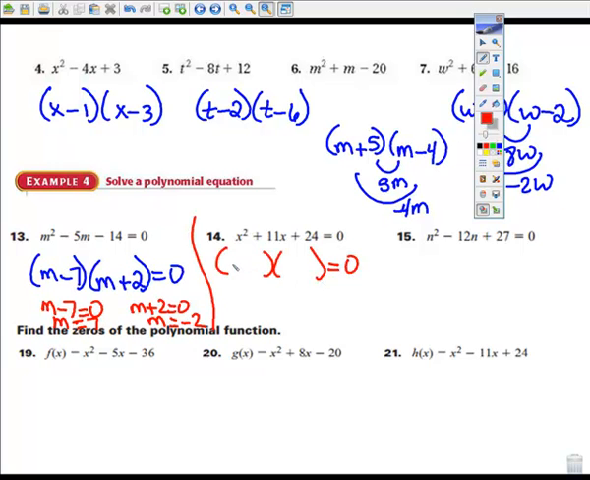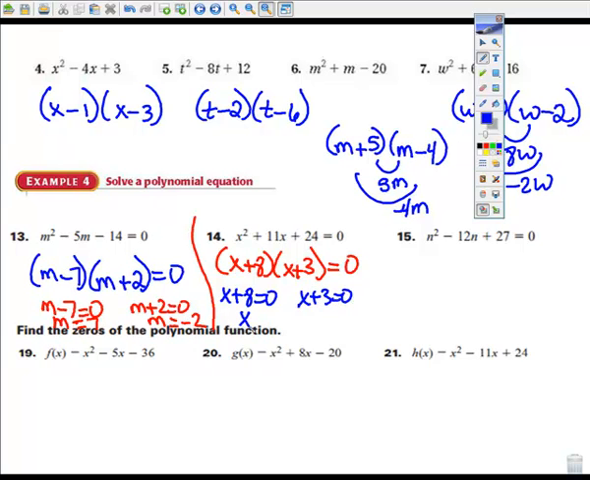Again, it's already set to 0, so I have an x and an x. I'm going to have positives all the way around because I have a positive product and a positive sum. So to give me a 24, it's going to be 8 and 3. Sometimes they come to you quickly, sometimes they don't. It doesn't matter as long as you can get them eventually. So I set each factor to 0.